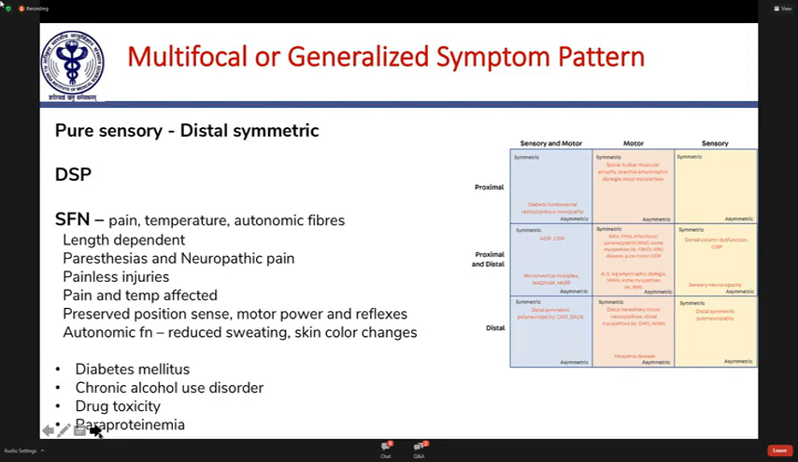Pain, temperature and autonomic fibers are affected in a length dependent manner. Paresthesia and neuropathic pain can occur. Painless injuries occur, with pain and temperature affected first. Usually large fiber sensation is preserved, motor fibers are preserved, and reflexes are preserved. Autonomic function testing is abnormal. So these are the classical features of a small fiber neuropathy.